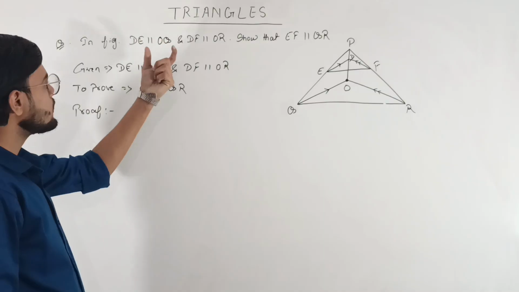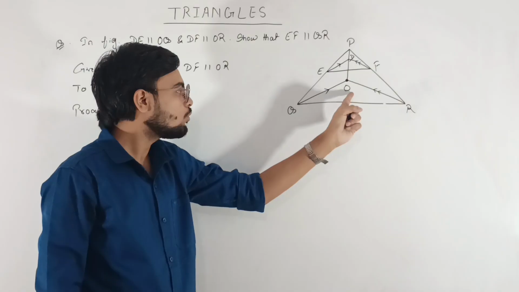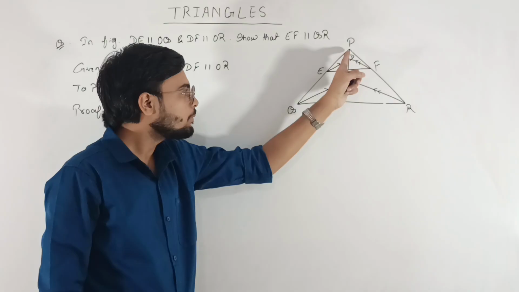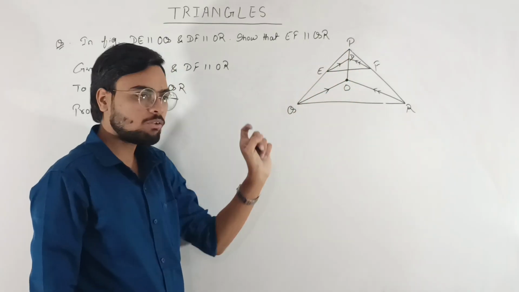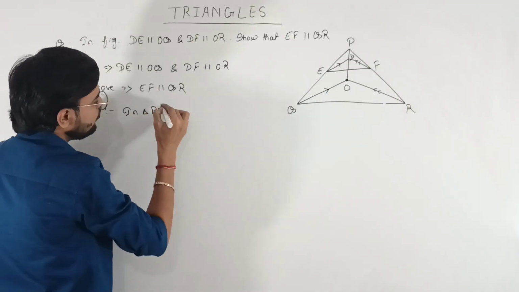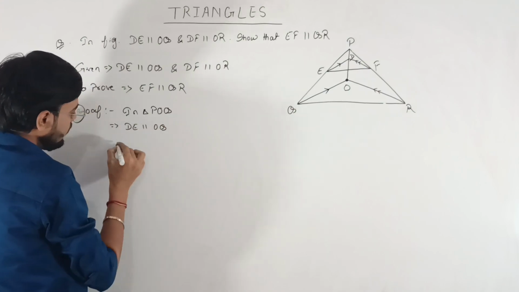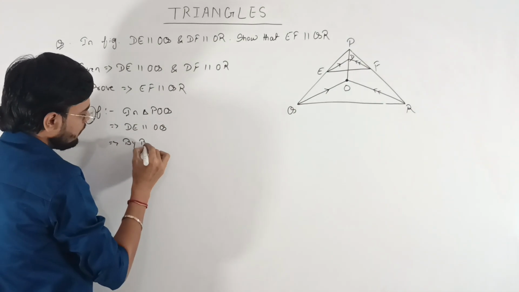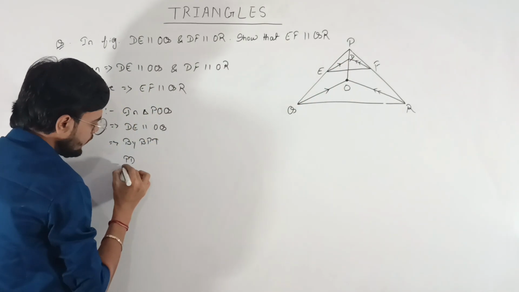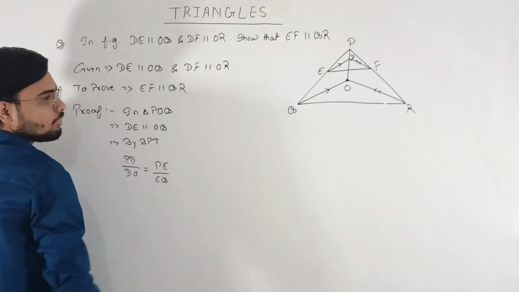First thing given is DE is parallel to OQ. Now look in which triangle DE lies. DE lies in triangle POQ. In triangle POQ, DE is parallel to OQ. Then by BPT, what do we write? PD upon DO is equal to PE upon EQ.